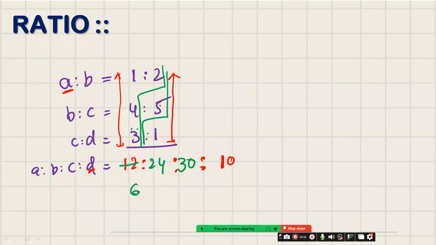So 2 6s are, and 2 12s are, 2 15s are, and 2 5s are. Any more cancellations? No cancellations, guys. So that is the final answer. 6 is to 12 is to 15 is to 5, that is A is to B is to C is to D. What is the answer, guys? 6 is to 12 is to 15 is to 5.